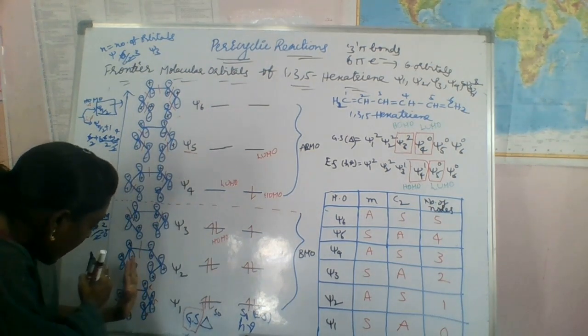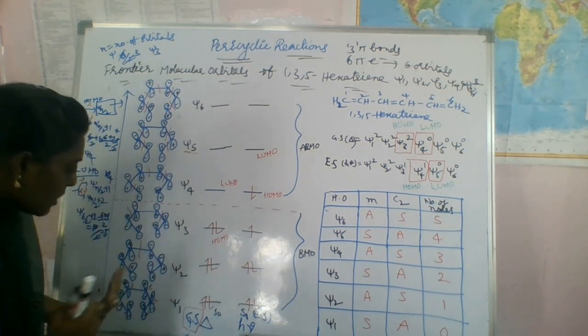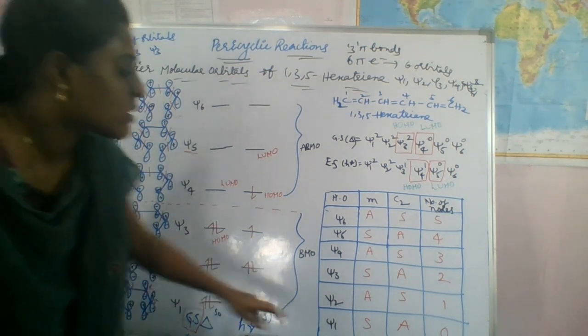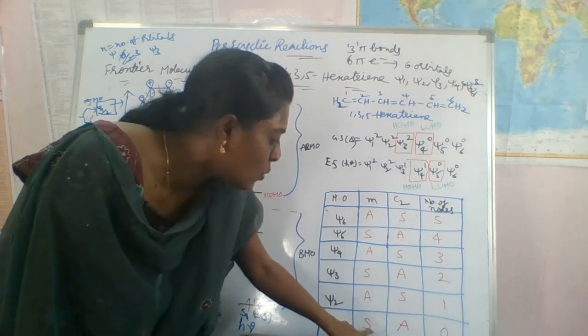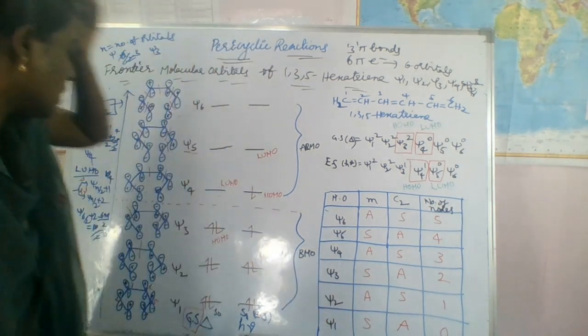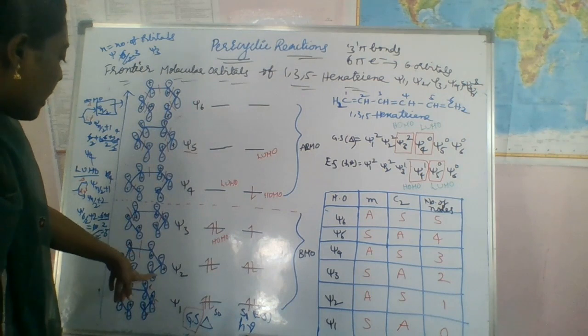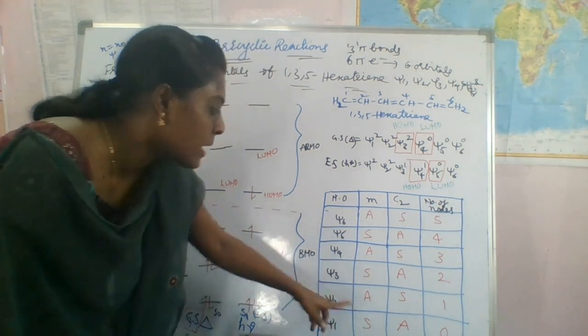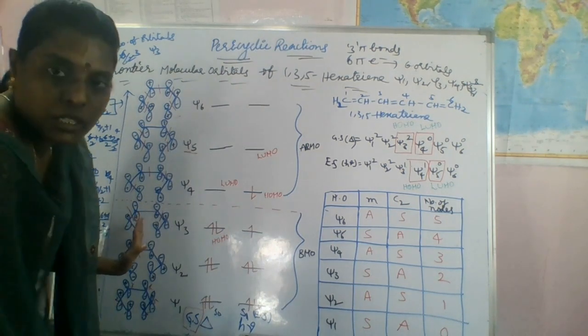This is exactly like this part, right? So that's why it is having S, but the C2 axis is anti-symmetric, right? These two are opposite to each other. If you take here, these are all minus and these are all plus. So that's why Psi 2, the mirror plane, is exactly anti-symmetric, right?